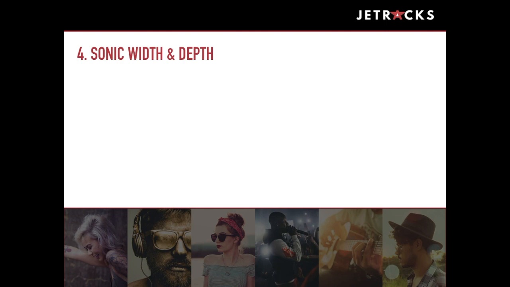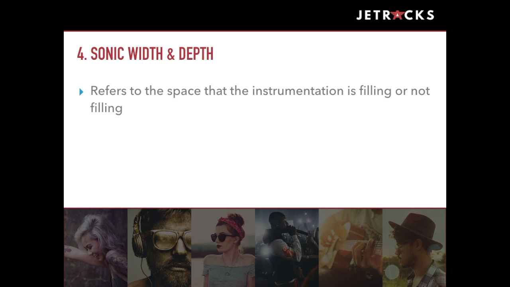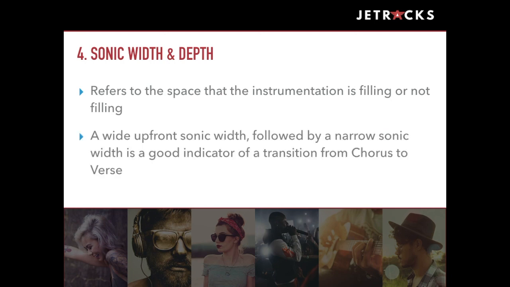Now, the fifth property that we want to talk about is sonic width or depth. Sonic width and depth refer to the space that the instrumentation is filling overall in a toplining track, or on the other hand, the space that the instrumentation is not filling. A wider, more upfront sonic width in a section following a more narrow sonic width is a very common indicator of a chorus section, whereas a deeper, more spacious sonic depth might indicate a verse, a bridge, an intro or outro, or even what's known as a down chorus or a half down chorus.